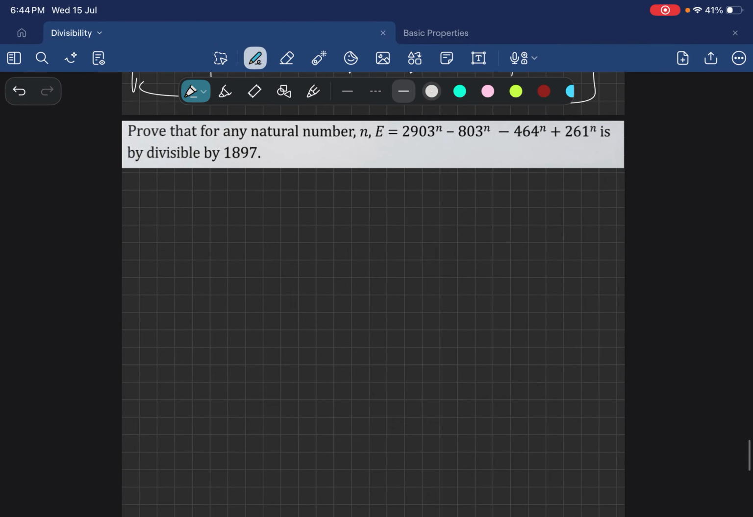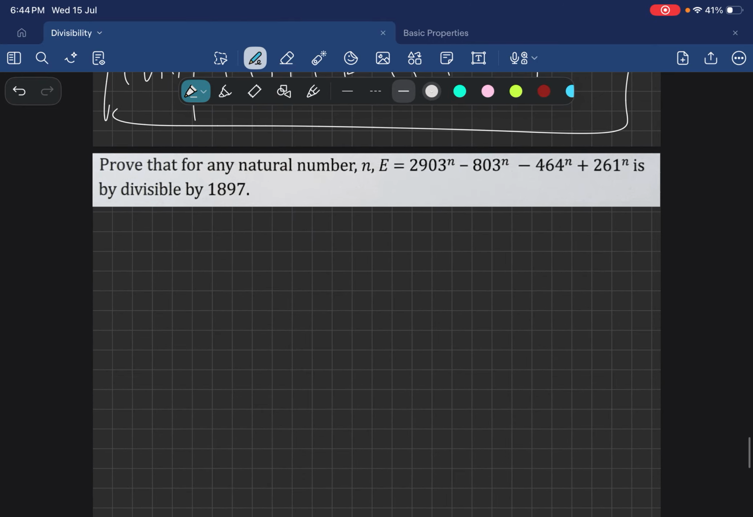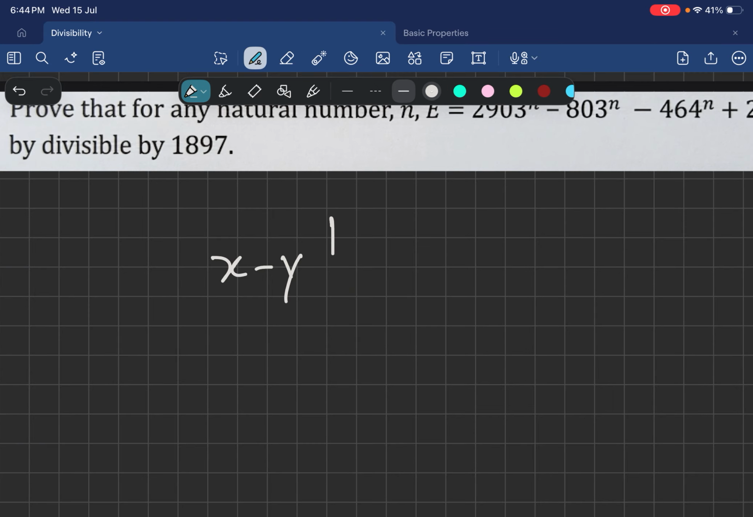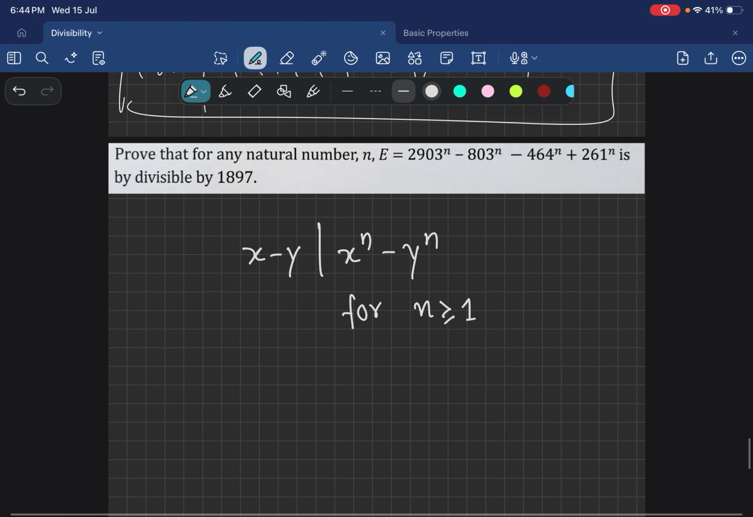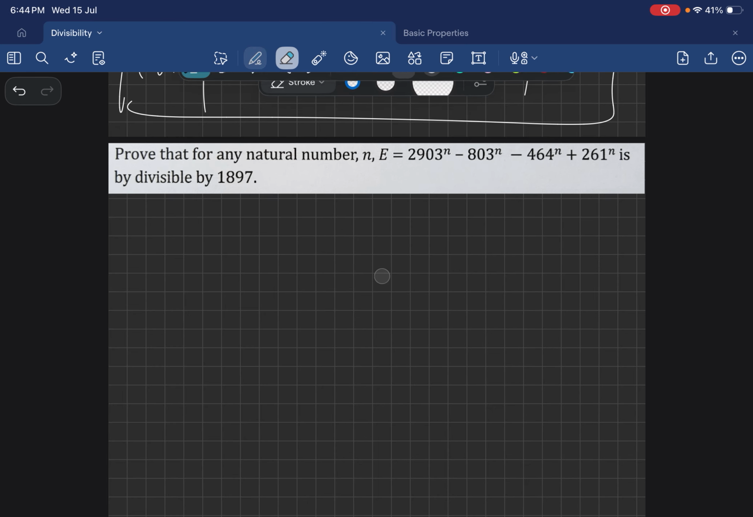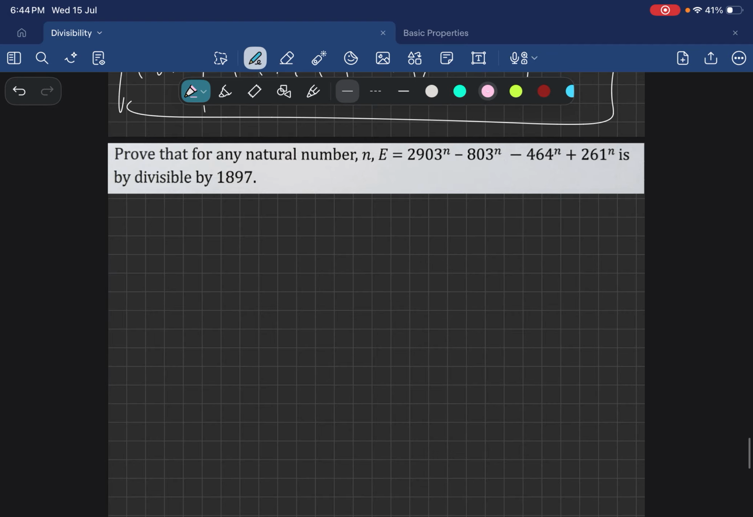Hello guys, so I have got this very nice question. Following our previous property that we learned, x minus y will always be a factor of x to the power n minus y to the power n for all positive integers n. We will try to use this property to solve this question. Try to attempt it, see if you can get to the solution.